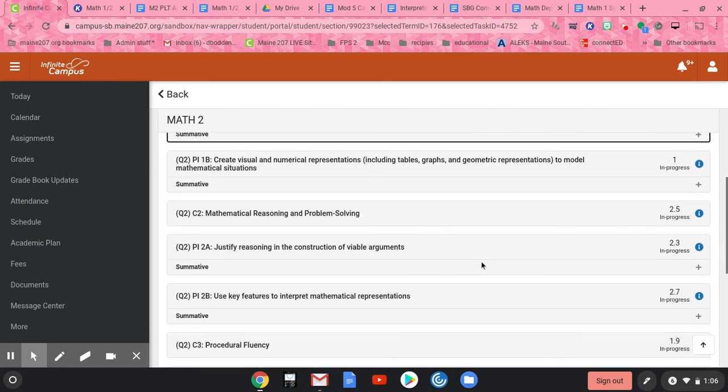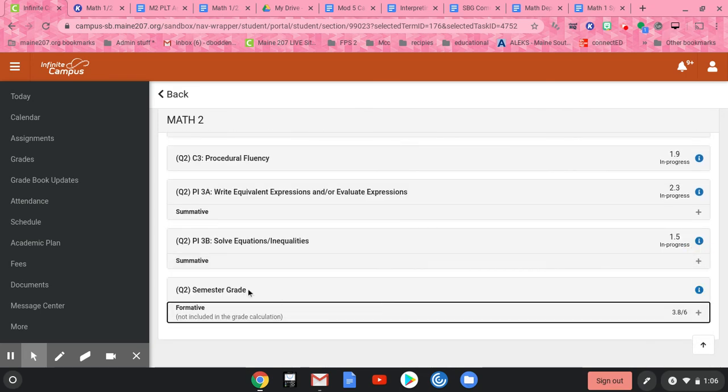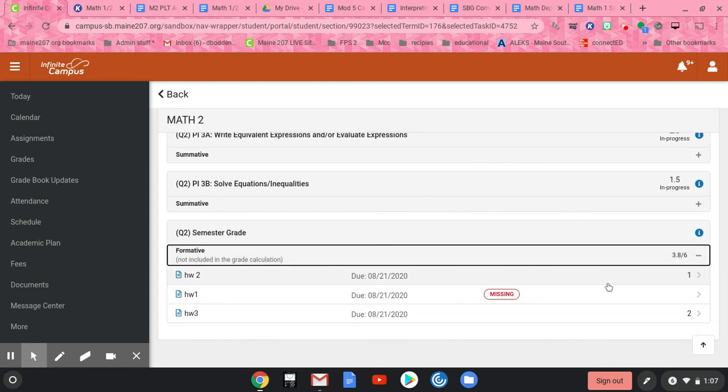The last thing I want to show you is if you scroll all the way to the bottom where it says semester grade. Remember, everything you do to get a grade is important, but the only thing that actually affects your grade are your learning objective assessments that you take. But that doesn't mean that all those formative assignments, homework assignments, class assignments aren't important too. So under semester grade, there's this category called formative, and notice it says not included in the grade calculation. This is a place for your teacher to record scores on any of the assignments that you do in class or for homework. So I'm going to expand this and give you a little snapshot.